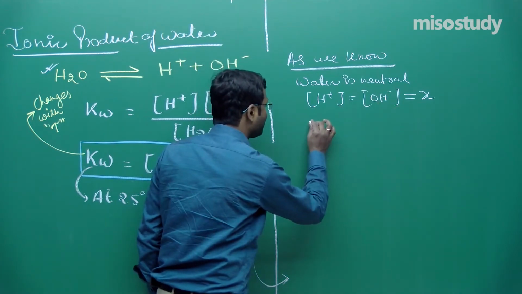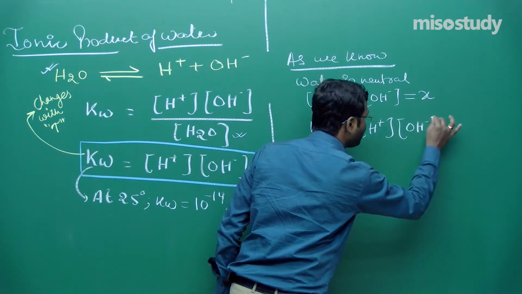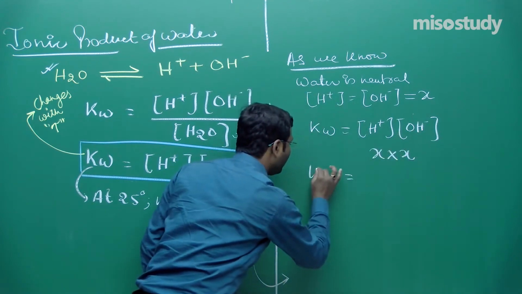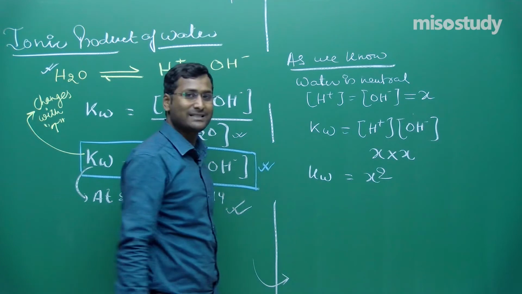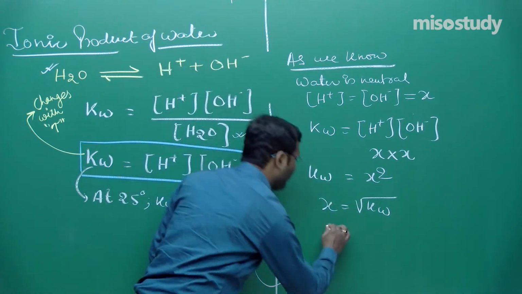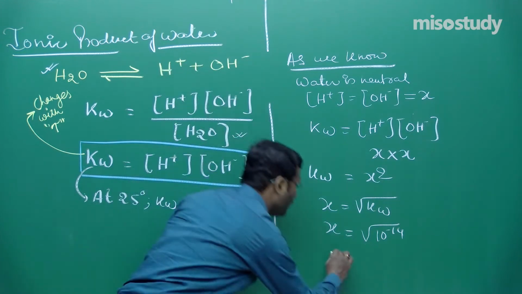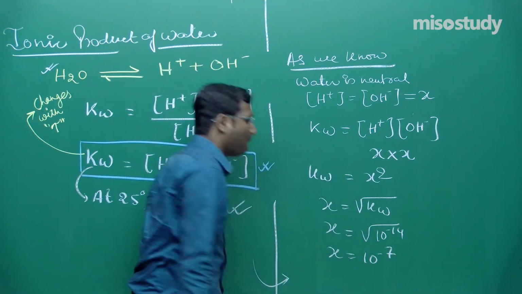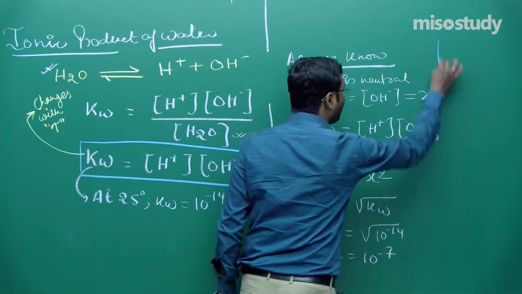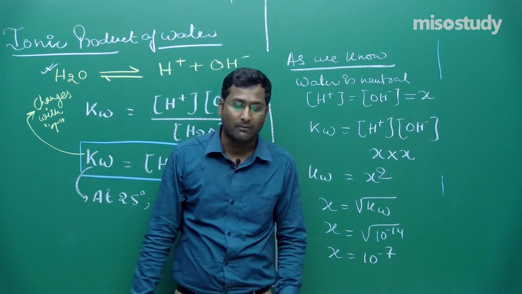As we know, Kw is equal to H plus ion concentration times OH minus ion concentration. Put X into X. Then Kw will be equal to X square. So X will be root under Kw. Now put the value of Kw, that is 10 to the power minus 14. So X will be 10 to the power minus 7. So it's very easy. If anyone asks you the ionic product of water, finally we get X is equal to 10 to the power minus 7.